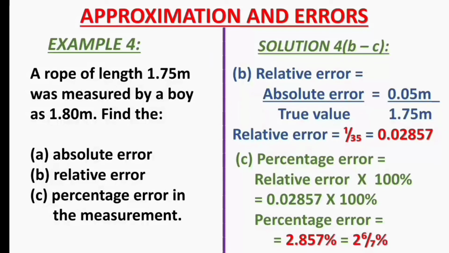Talking about the absolute error, relative error, and percentage error in question 4. This is so because the measured value is greater than the true value.